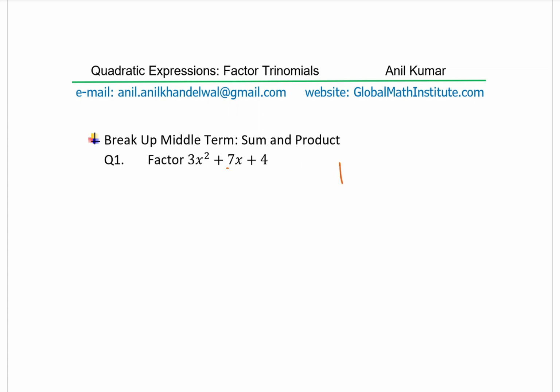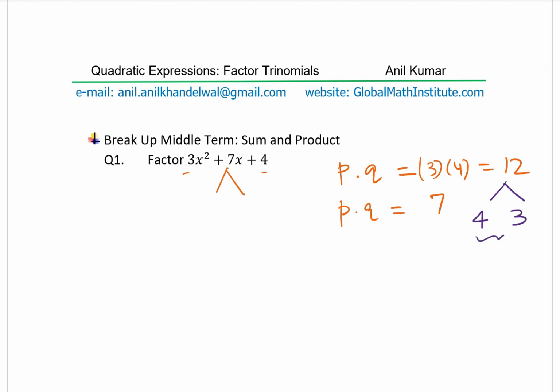So the two numbers which we are looking for are p and q, where the product of p and q is a times c, which means 3 times 4, which in this case is 12. And the sum of these two numbers, p and q, should be the center term 7, which we need to split into 2. Now what combination can work for you? Well, clearly, as far as 12 is concerned, we know 4 times 3 is 12. And when you add them, you do get 7. So it works for you. So we'll split 7x in terms of 4 and 3.